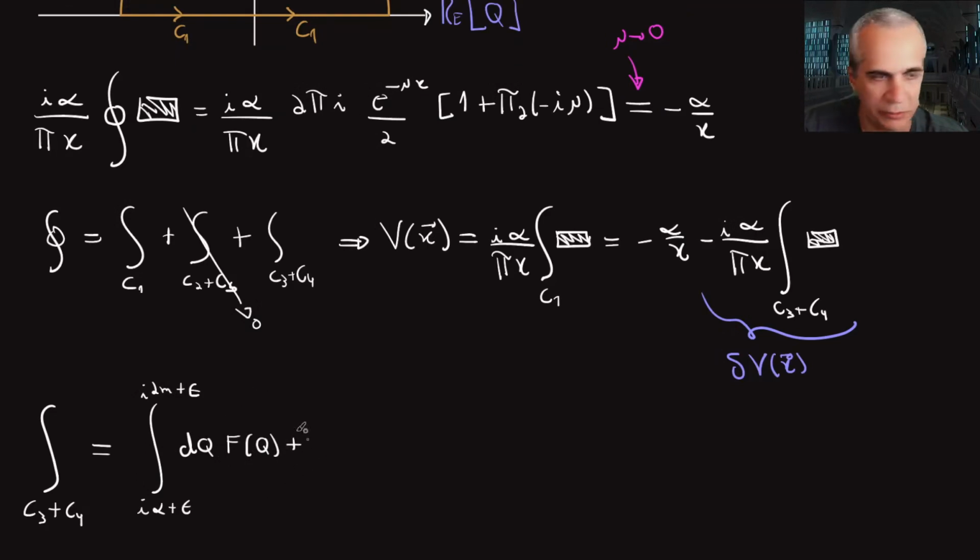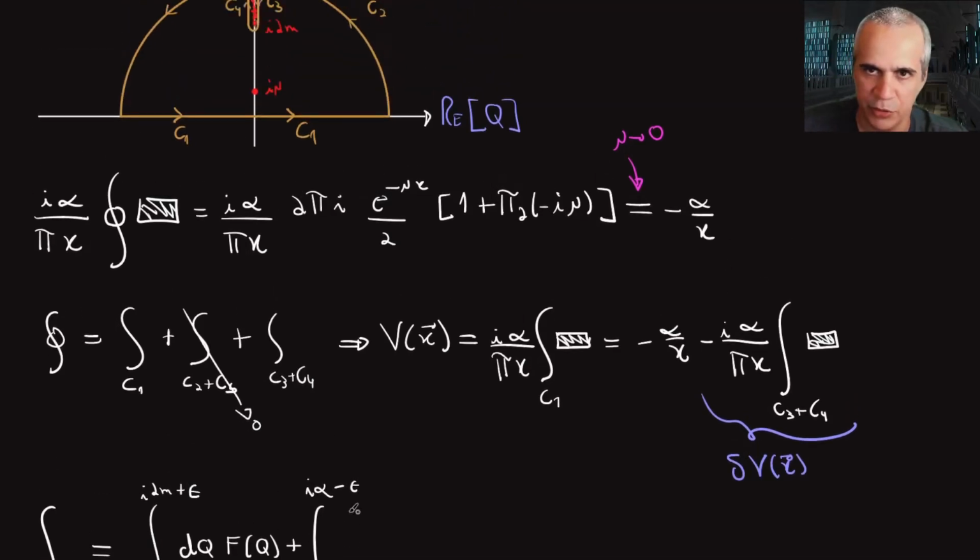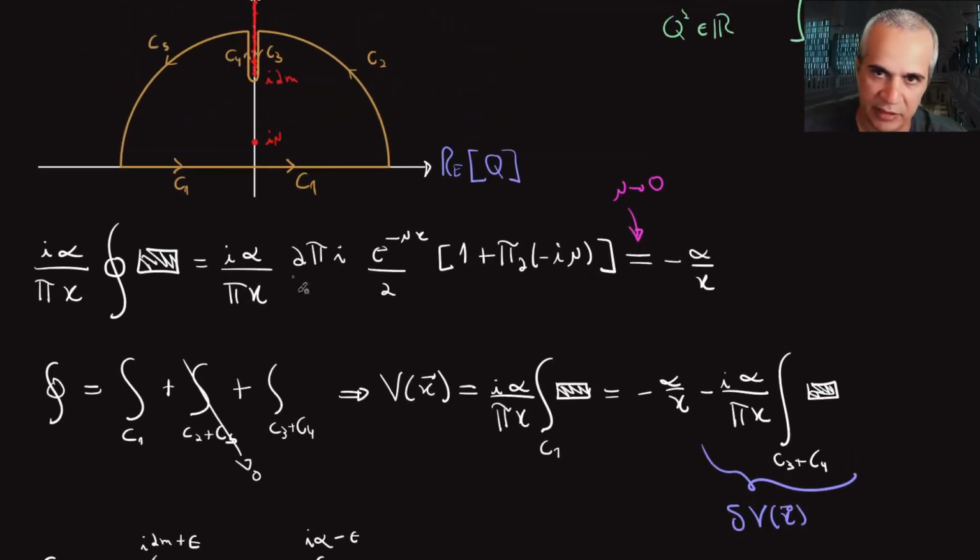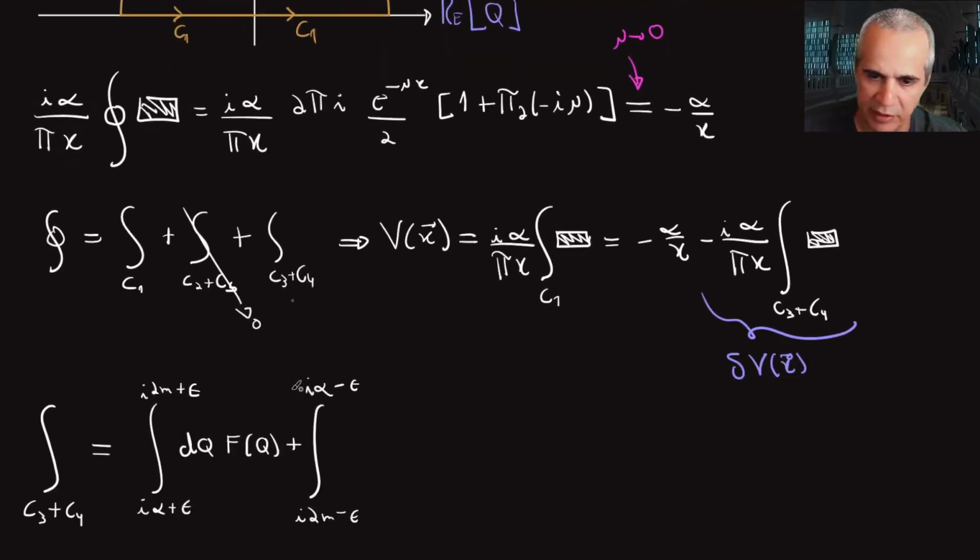C4 goes the opposite way, right? It starts from i m and goes all the way to infinity along the imaginary axis. But now I have a minus epsilon that puts it to the left of the branch cut. That's how I avoid the branch cut. And here I have the same integrand.